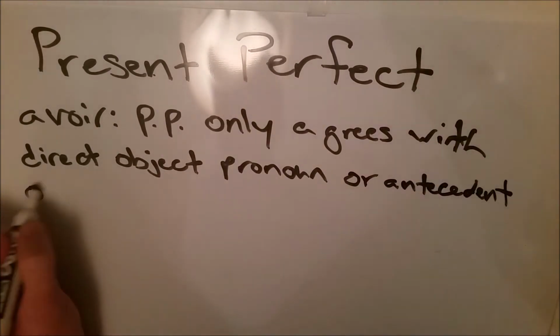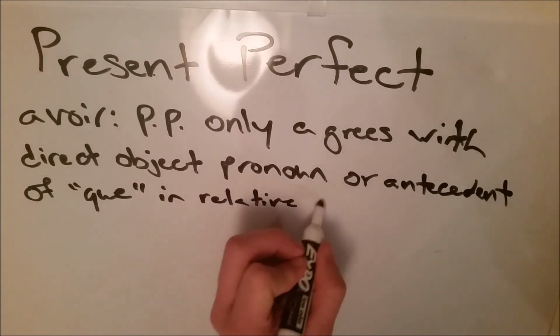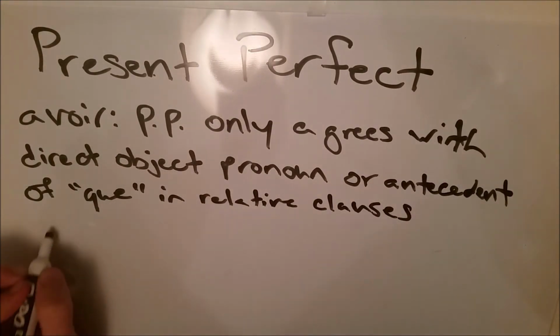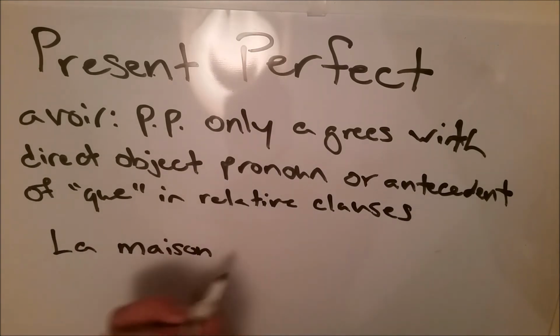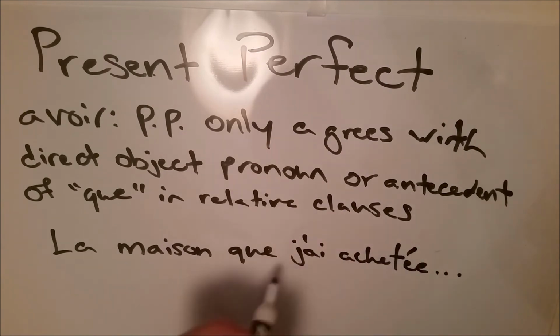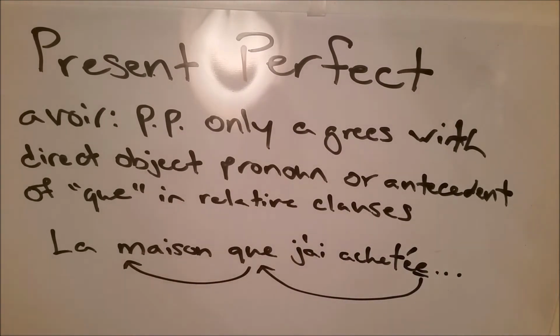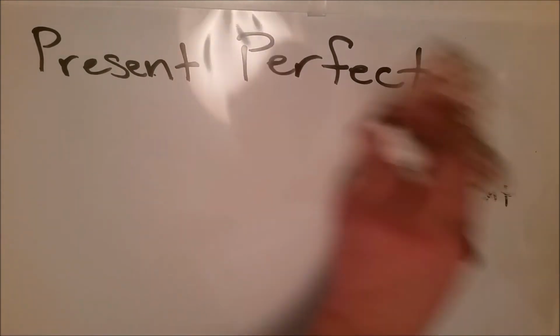We also want it to agree with the antecedent of que in relative clauses. For example, la maison que j'ai achetée. We go back to the que, which goes back to la maison, so we want to add the second E. And that's the Passé Composé.